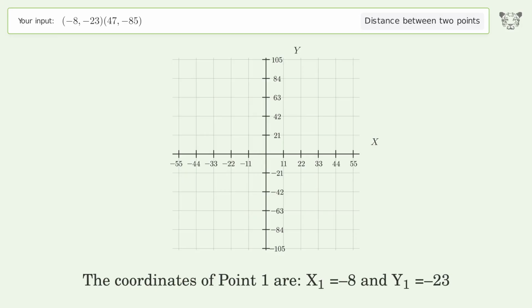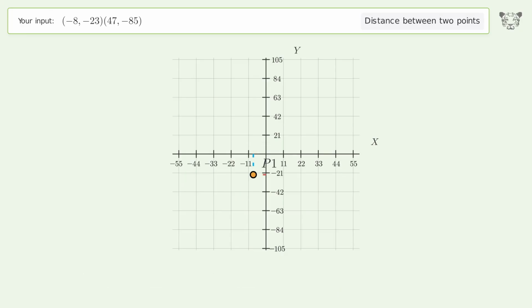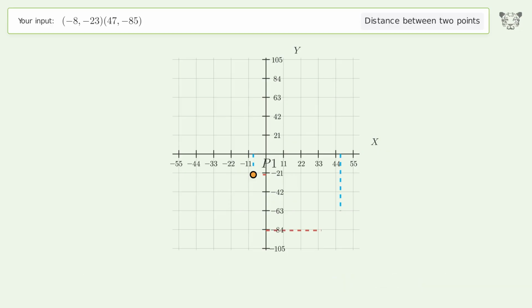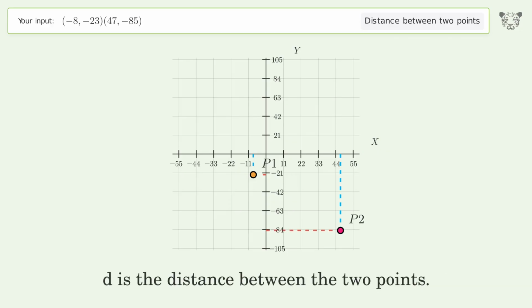The coordinates of point 1 are x1 equals -8 and y1 equals -23. The coordinates of point 2 are x2 equals 47 and y2 equals -85. D is the distance between the 2 points.